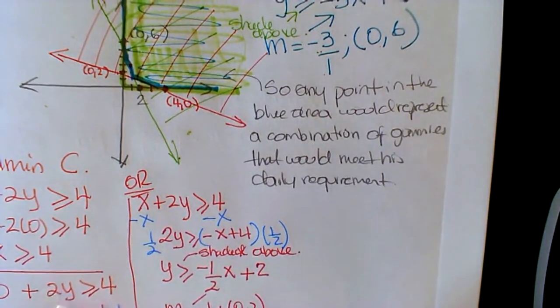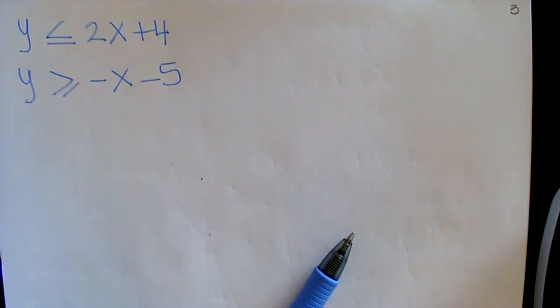Now I have another exercise here for you guys to do. This one says, y less or equal to 2x plus 4 and y greater or equal to negative x minus 5. Go ahead and write that down.